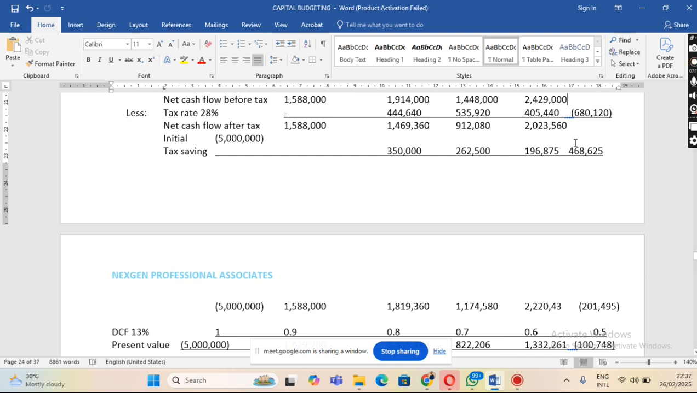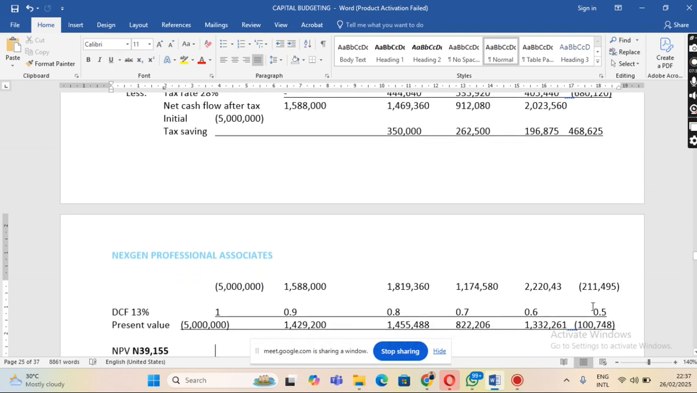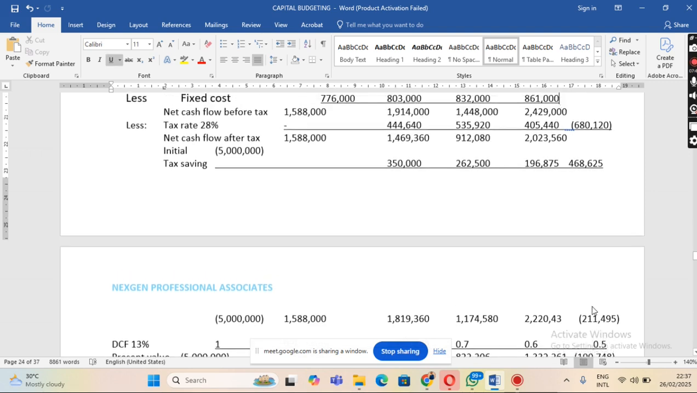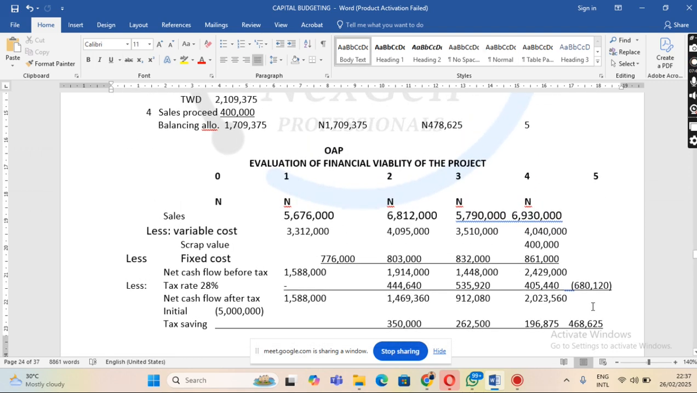I'm coming. 28% of this will give you this. Then we have tax savings of this. This minus this, you have this. Minus it now. 680,120 minus 468,625. What do you have? 211,495. Yes. Okay. When you multiply, what do you have? Hello, Ibrahim, sorry. It is 478,625, not 460. And that is where the difference is coming from. Oh, good. 478,625.